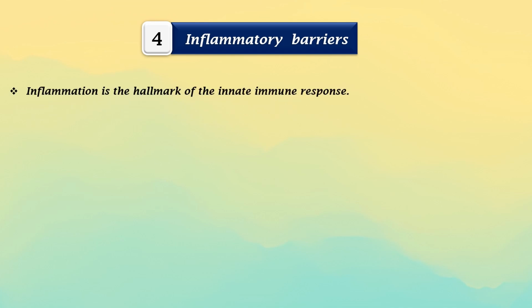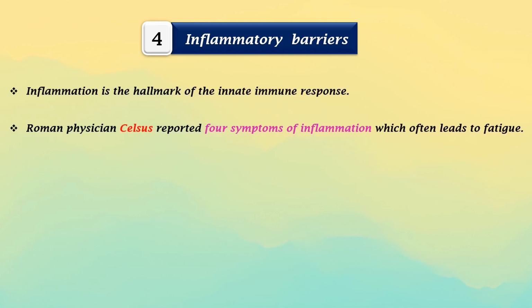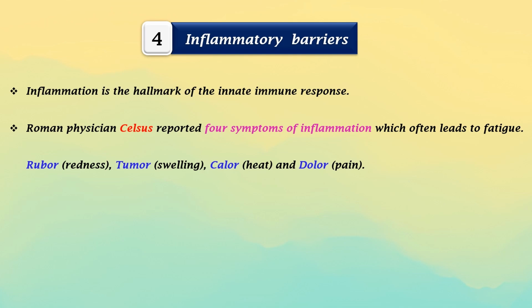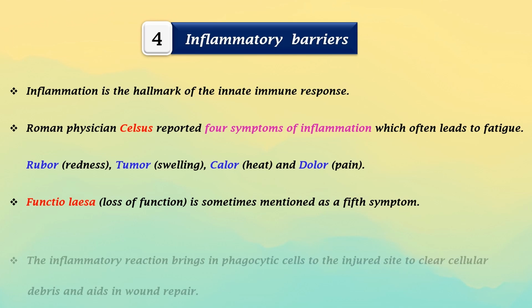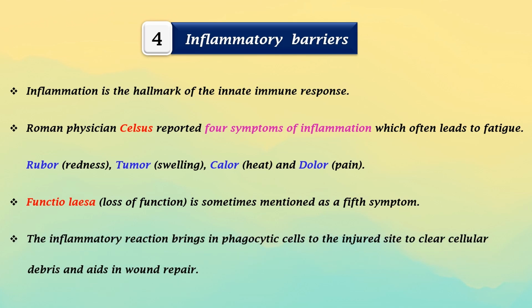Fourthly, inflammatory barriers. Inflammation is the hallmark of the innate immune response. Roman physician Celsus reported 4 signs of inflammation, which often leads to fatigue: rubor, tumor, calor, and dolor. Functio laesa is sometimes mentioned as a 5th symptom. The inflammatory reaction brings in phagocytic cells to the injured site to clear cellular debris and aids in wound repair.